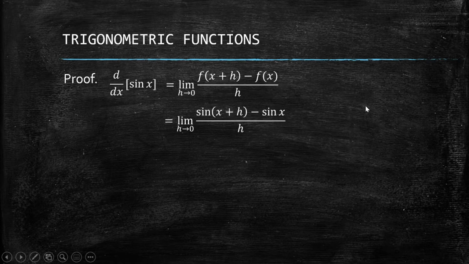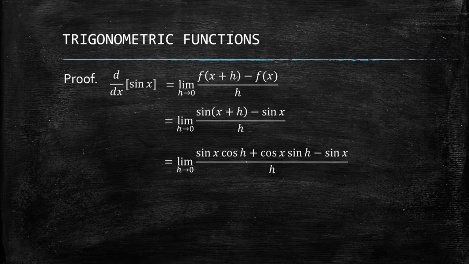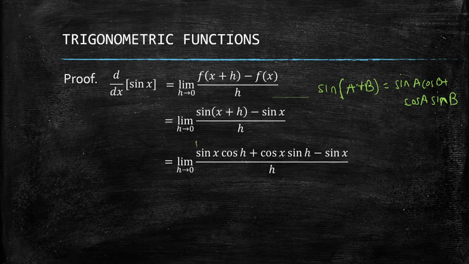Hence, we can apply the sum and difference rule of trigonometric functions, specifically trigonometric identities. If you can remember that, the sine of a plus b is simply sine of a cos of b plus cos of a and sine of b. So that's where this expression here came from.